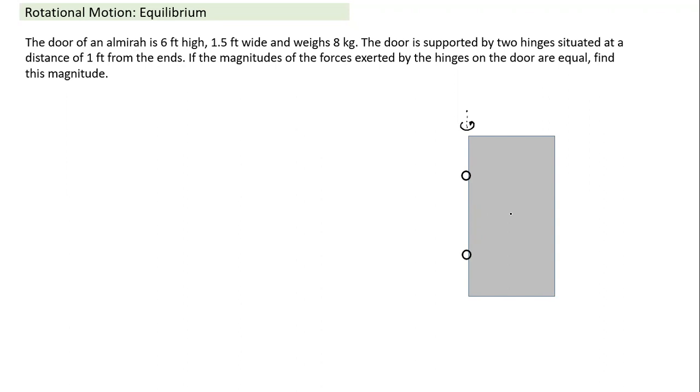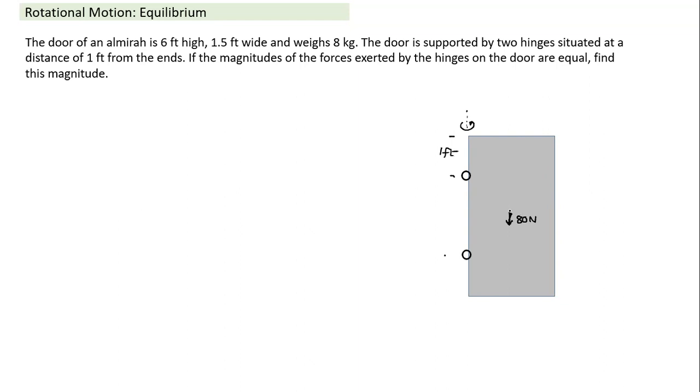If weight is given, at which point will the weight act? Weight will act at the central mass. Let's say this is equal to 80 Newton. This weight is acting. Okay, and the door is supported on two hinges situated at a distance of 1 foot from the end. The distance is also given, so this is 1 foot from either end. We shall try to understand how to solve this question.